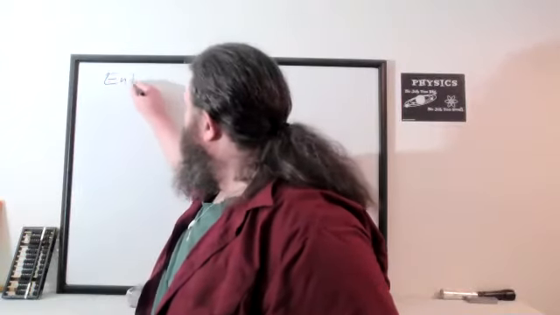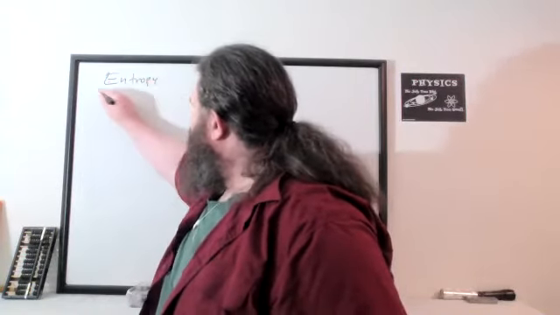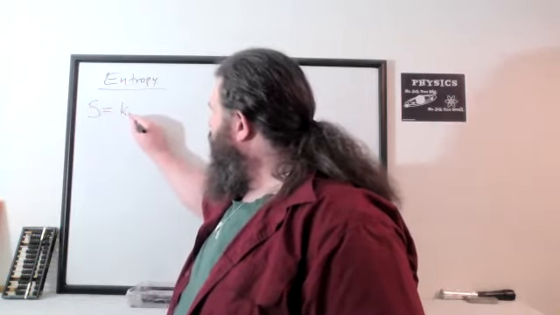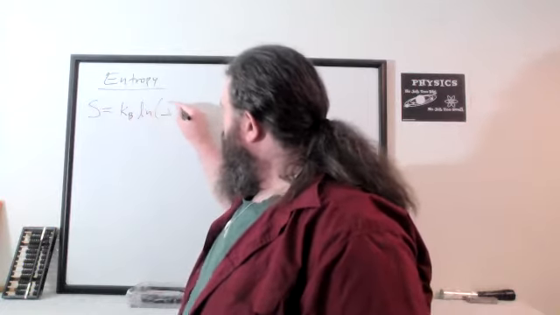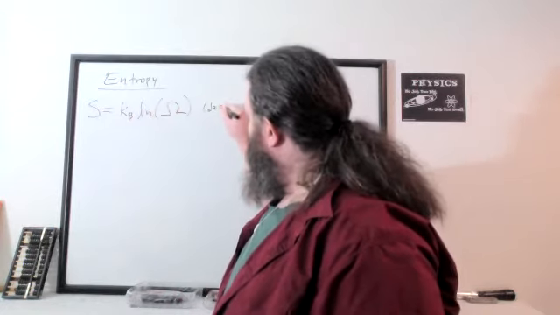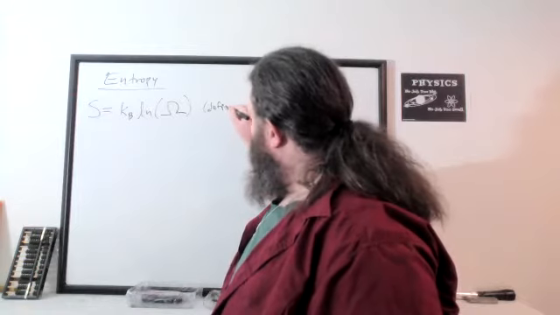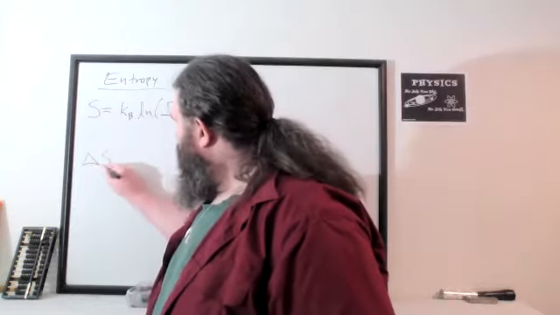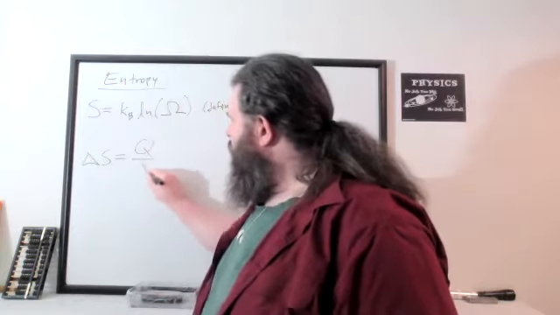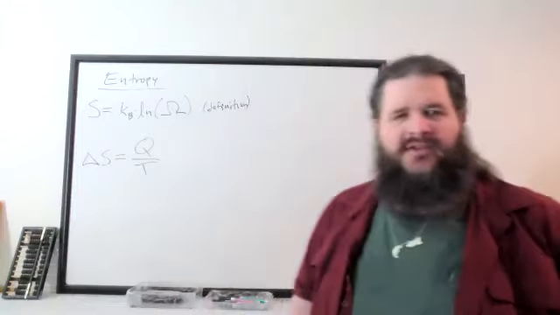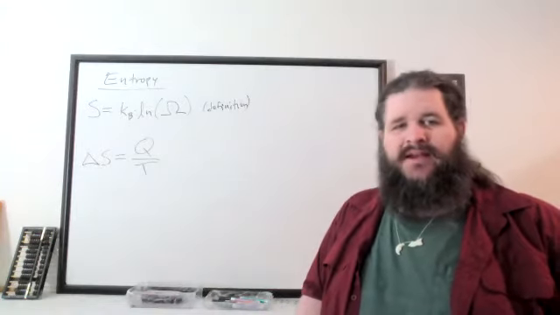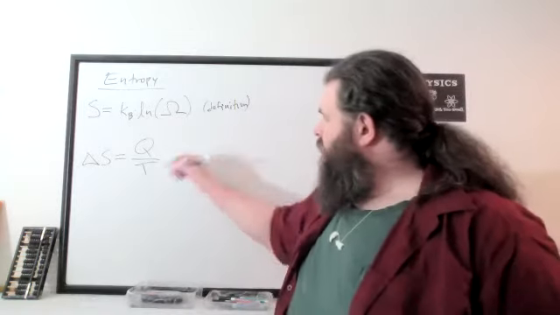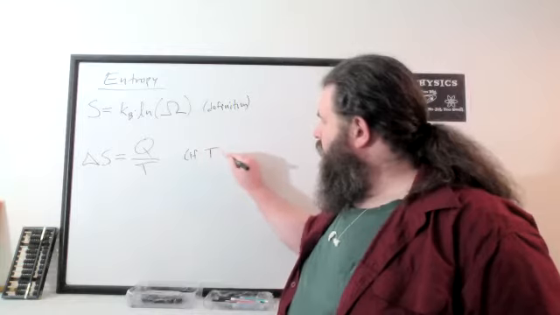Entropy. We've seen several formulas for this so far. We've got the original definition just in terms of number of microstates. We've got the formula involving heat. This one's often more useful because usually it's easier to measure the amount of heat and the temperature than to try and count up the number of microstates. This is specifically if the temperature is constant.